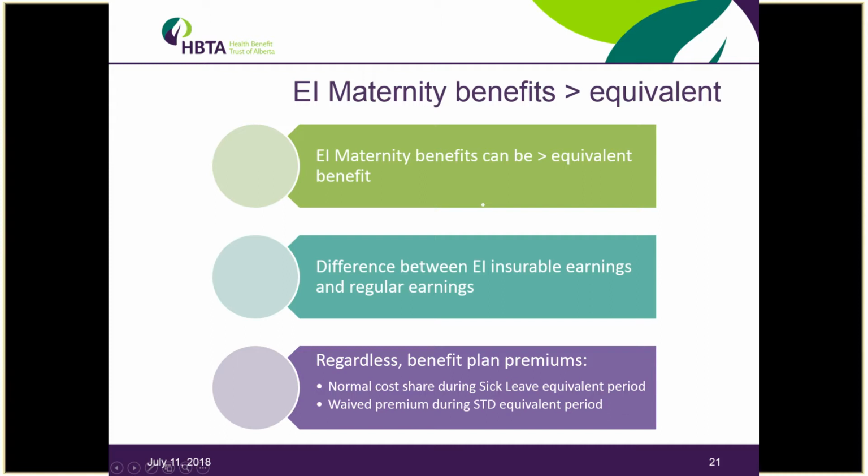So this is most likely to happen when you've got somebody who's a part-time employee, and for some reason she's working a lot of extra hours prior to the pregnancy or prior to her date of delivery. So what that means, for example, is that EI insurable earnings could be based on full-time FTE earnings, and really regular earnings for this employee is maybe based on a 0.4. So you can see where that difference can come in, and in this case, it's possible that the EI insurable earnings or the EI maternity benefits are going to be greater than what she would have been receiving anyway.